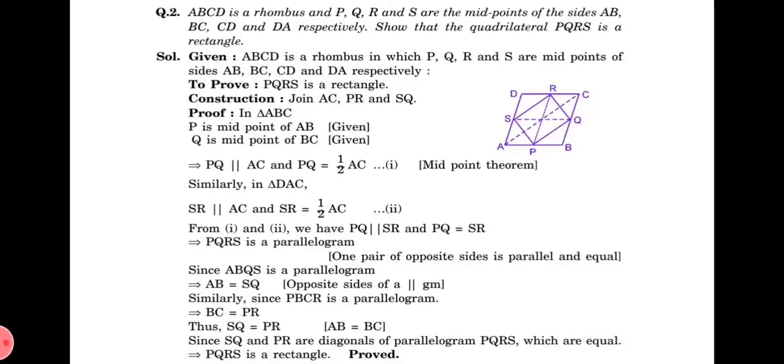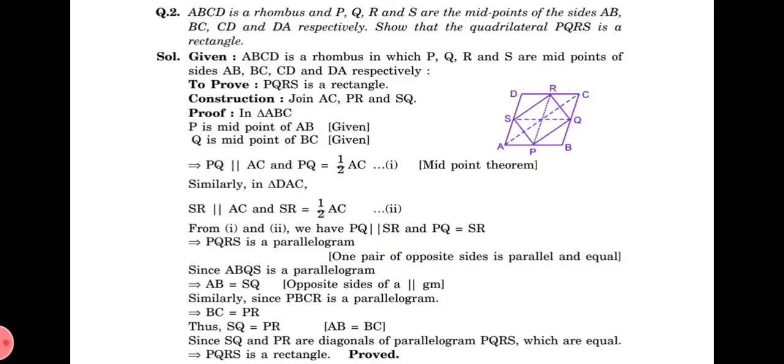So first, according to the question, for the solution, let's write the given. ABCD is a rhombus in which P, Q, R and S are midpoints of AB, BC, CD and DA respectively. Only this much is given: ABCD is a rhombus where P, Q, R, S are midpoints of the respective four sides. We have to prove that PQRS is a rectangle.